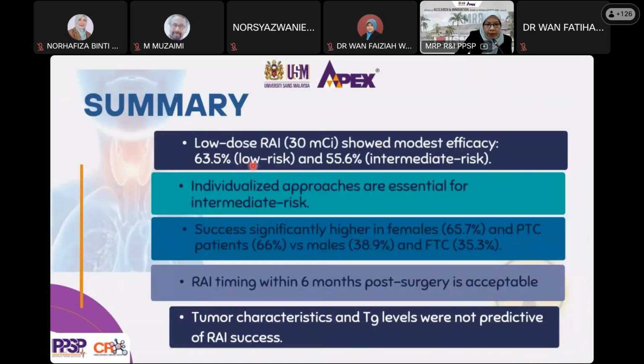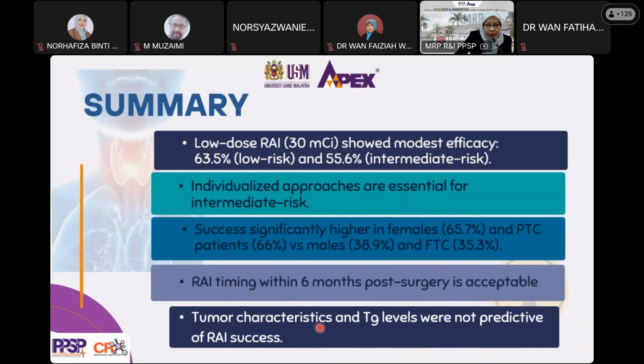In summary, low-dose RI showed modest efficacy with 63.5% in the low-risk group and 55.6% in the intermediate-risk group. So an individualized approach is essential for the intermediate-risk group. And for treatment success, higher success is more common in females and PTC compared to males and FTC. And RI timing within 6 months post surgery is acceptable.